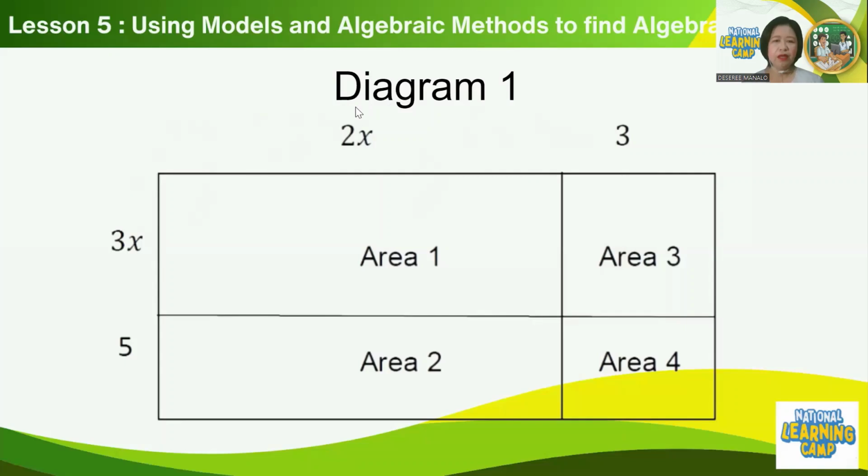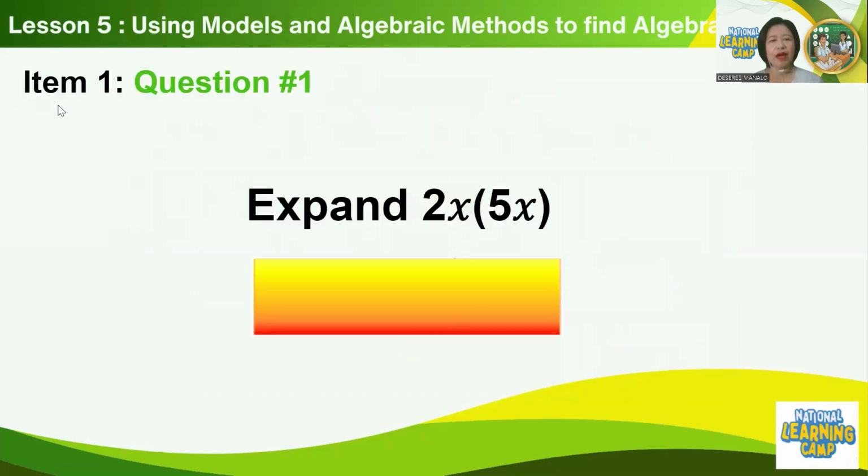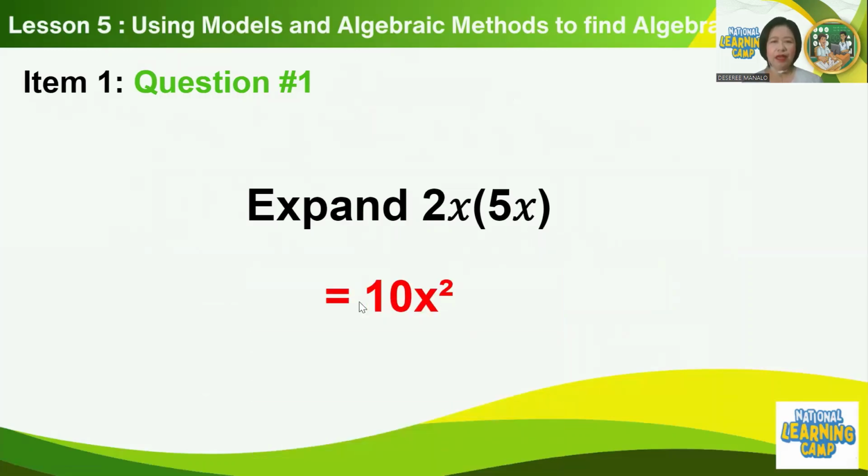Diagram 1, we have the rectangle. We will find area 1, area 2, area 3, and area 4. For diagram 2, same with diagram 1, multiply or find the areas 1, 2, 3, and 4. Item 1, question 1, expand 2x times 5x. The answer is 10x squared.